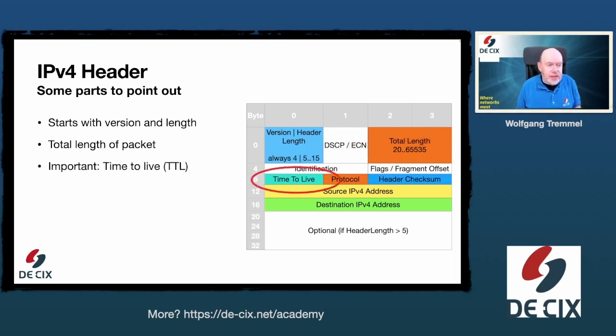Another important field is the so-called time to live field. This is a counter which tells you how many hops an IP packet can travel.